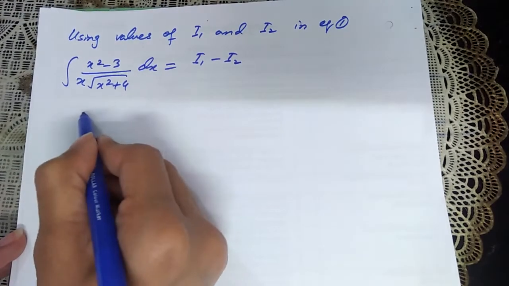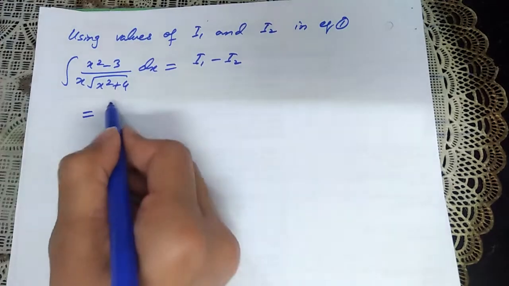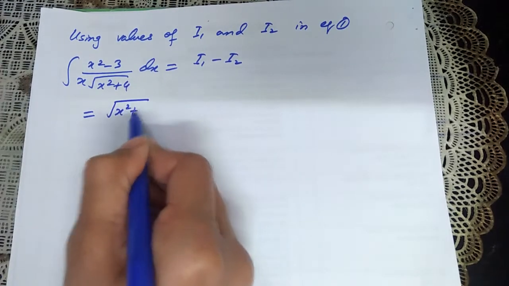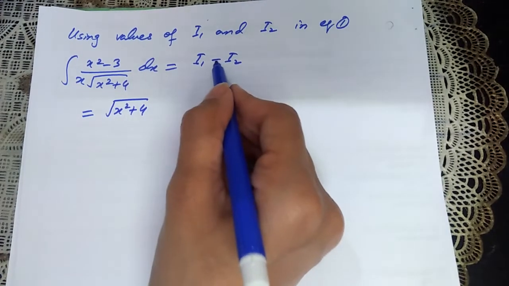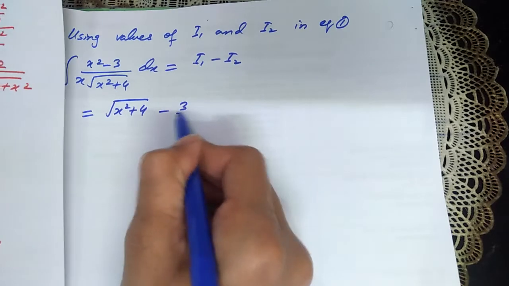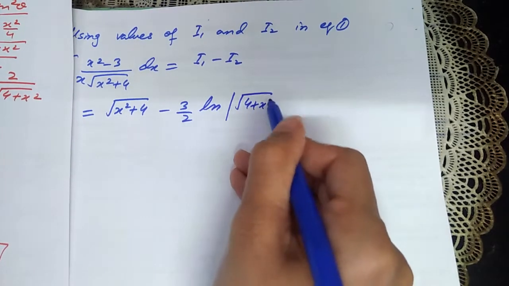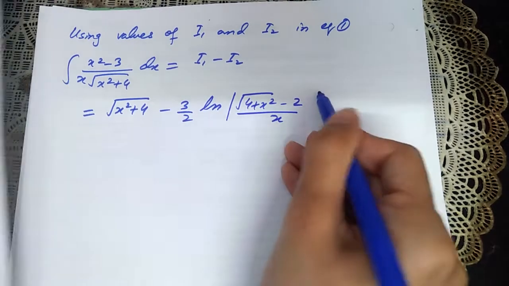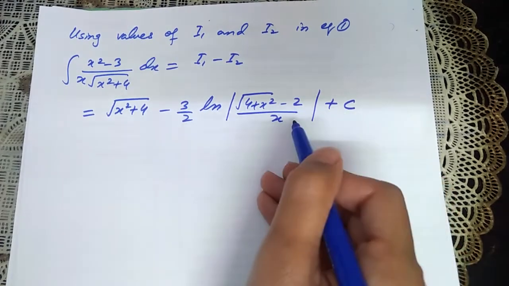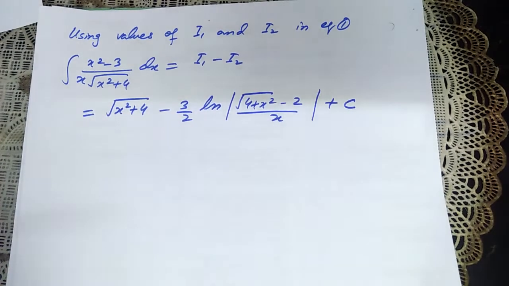Just replace the values here. The answer for I1 was under root x square plus 4. So I got under root x square plus 4 here. Then minus I2, minus this value, negative 3 by 2 ln under root 4 plus x square minus 2 divided by x, and plus constant of integration in my answer. So this is the answer for question number 5.